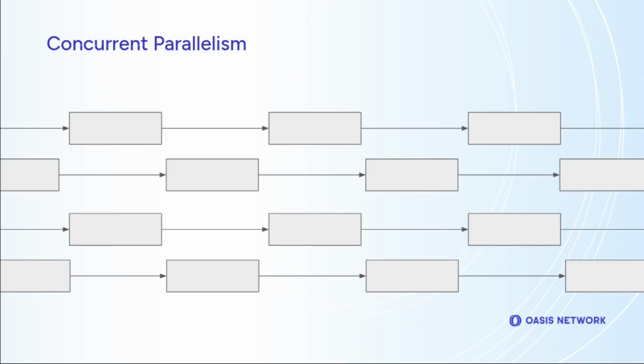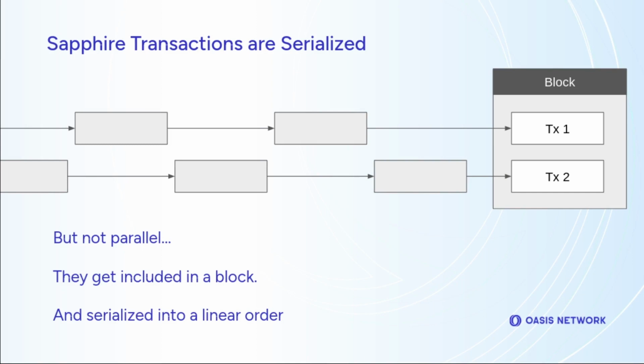And if there are more tasks than there are processors, you'll end up with both parallelism and concurrency, where the contention ratio is the number of concurrent tasks over the number of parallel processors. And whenever resources are shared in parallel, there will be contention. With blockchains, like Oasis Sapphire, you can submit transactions in parallel or concurrently, but ultimately they'll be serialized into a linear order in the block.